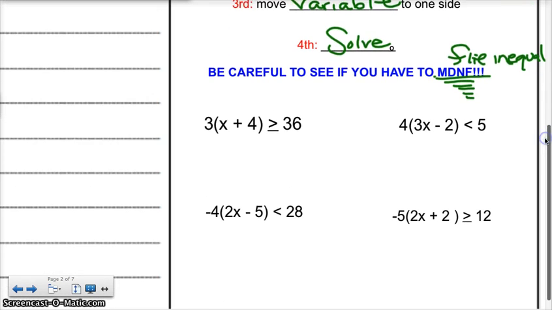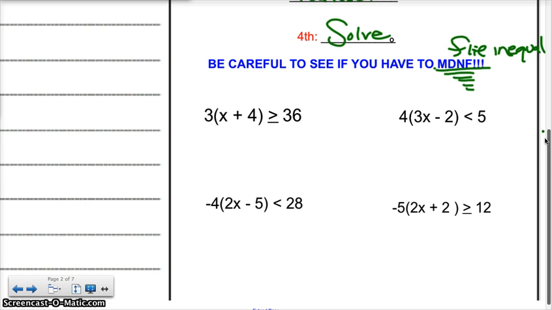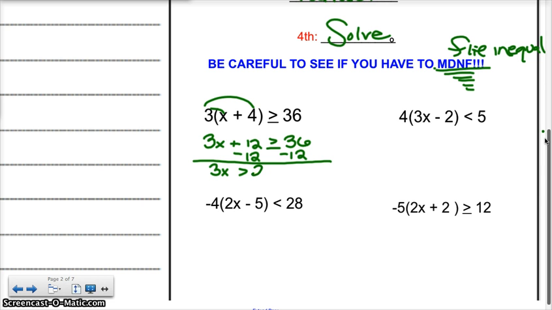All right, looks like my first four examples are a nice, easy way to get into it. The only thing extra I really have to do here, it looks like, is distribute. So, I'm going to distribute. 3x plus 12 is bigger than or equal to 36. And I'm hoping by now you know solving, you move what's not connected first. So I'm going to move my 12. 3x is bigger than or equal to 24.